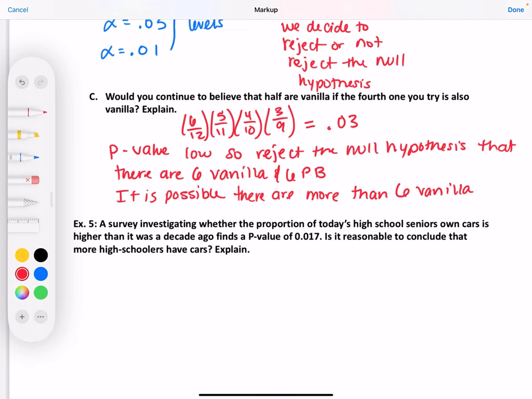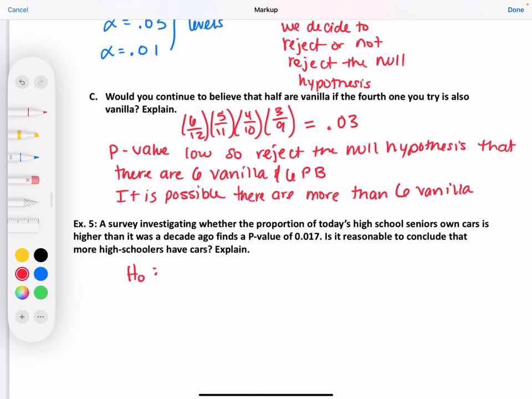So a survey investigating whether the proportion of today's high school seniors who own cars is higher than it was a decade ago finds a p-value of 0.017. Is it reasonable to conclude that more high schoolers have cars? Explain. So my null hypothesis would be that, and your null doesn't always have to be a number. It can just sometimes be words explaining it.